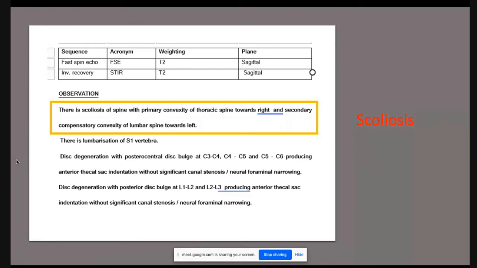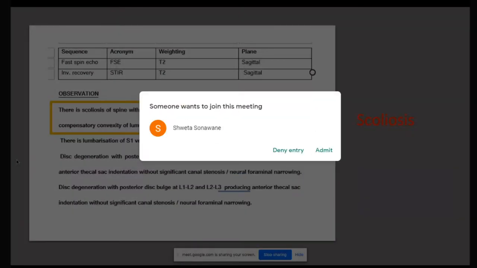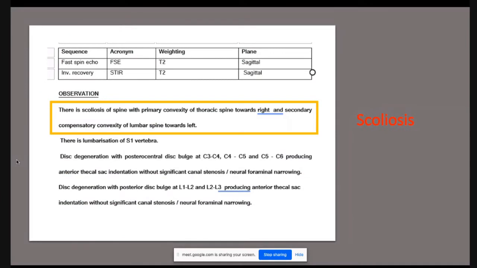As a beginner, you can understand it in a simple way. The thoracic spine is deviated towards the right, which means it is a right deviation, and there is a secondary compensatory convexity of the lumbar spine towards the left. So because of this change in the shape of the thoracic spine, even the lumbar spine is suffering. The compensatory pressure is observed even on the lumbar spine, and there is a small change in the normal curvature of the lumbar spine also.